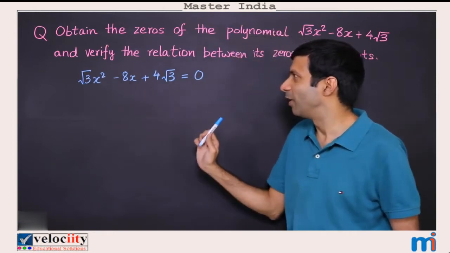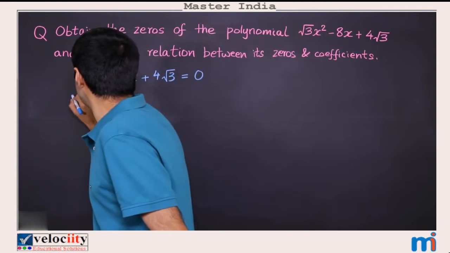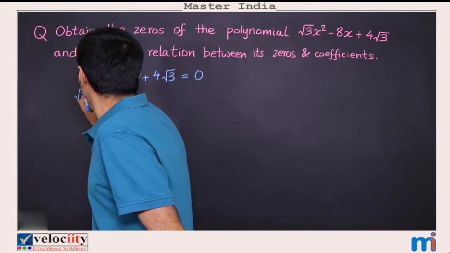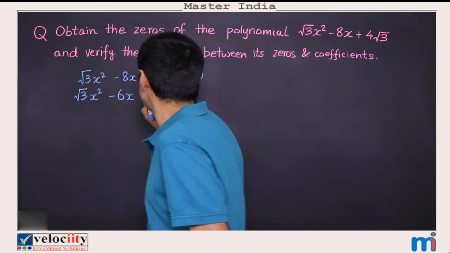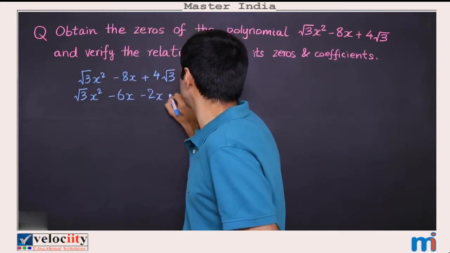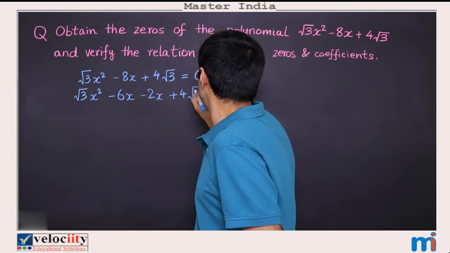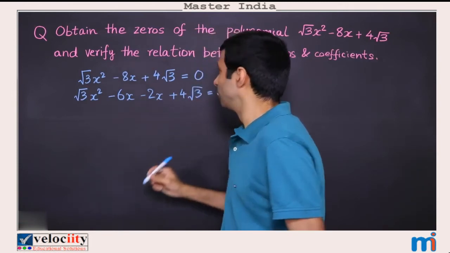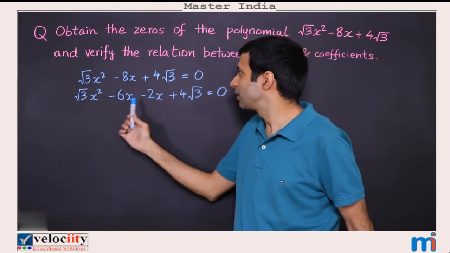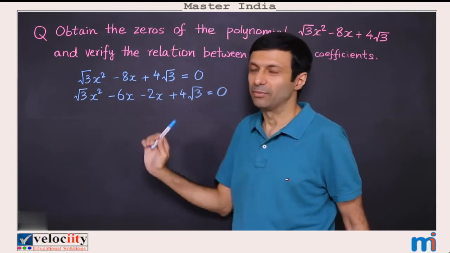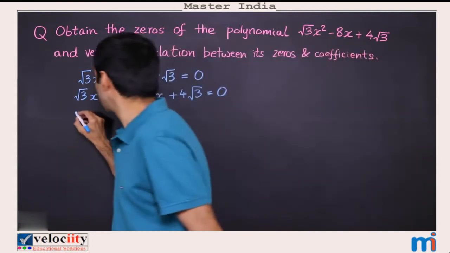So that's 12. So let's break the middle term like this: root 3 x square minus 6x minus 2x plus 4 root 3 equals 0. Can you see that the sum is minus 8 and the product, 6 into 2, is 12? Okay, so now let's factorize this.